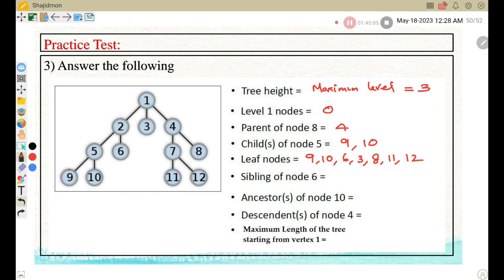Sibling of 6. 6 is this one. Who is the sibling of this one? This is the sibling. 5. Correct. Because both have the same parent. So you can write 5 is the sibling of 6. Now what is next one?